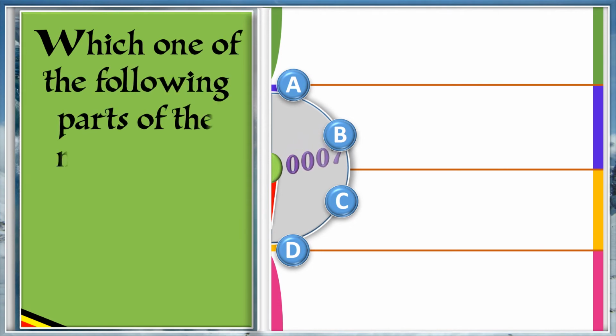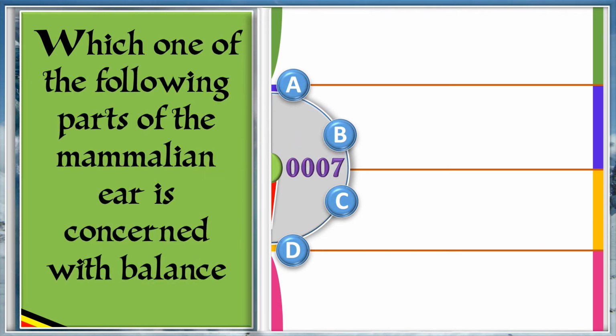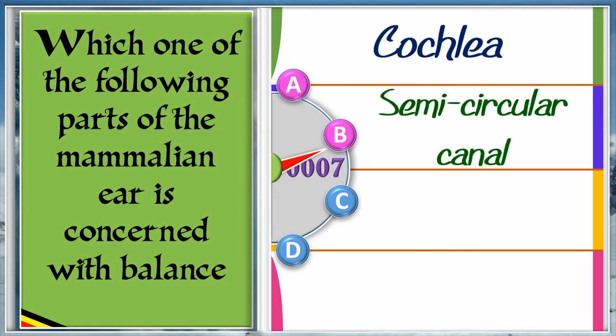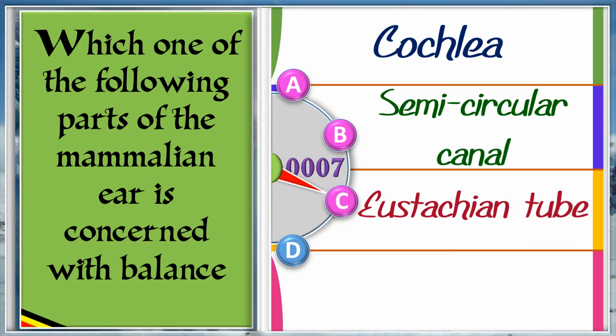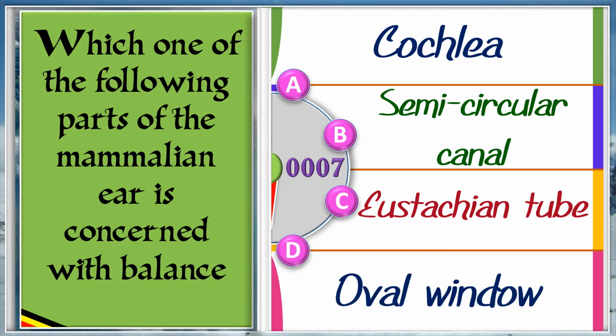Which one of the following parts of a mammalian ear is concerned with balance? A. Cochlea. B. Semicircular canal. C. Eustachian tube. D. Oval window. And the answer is B. Semicircular canal.